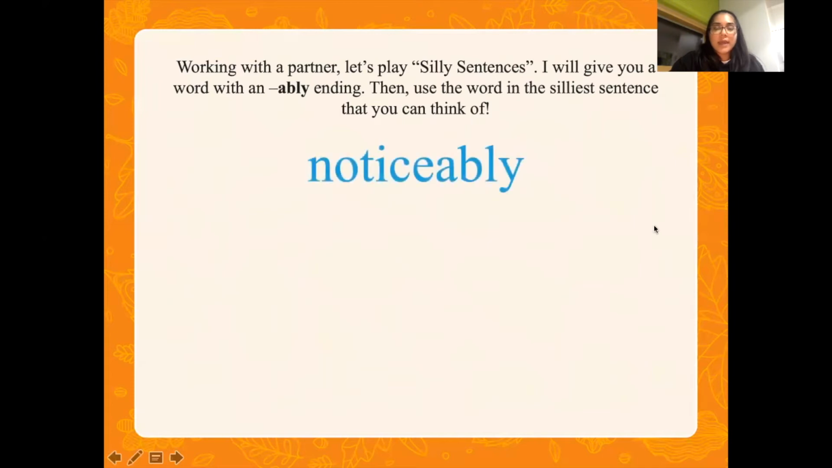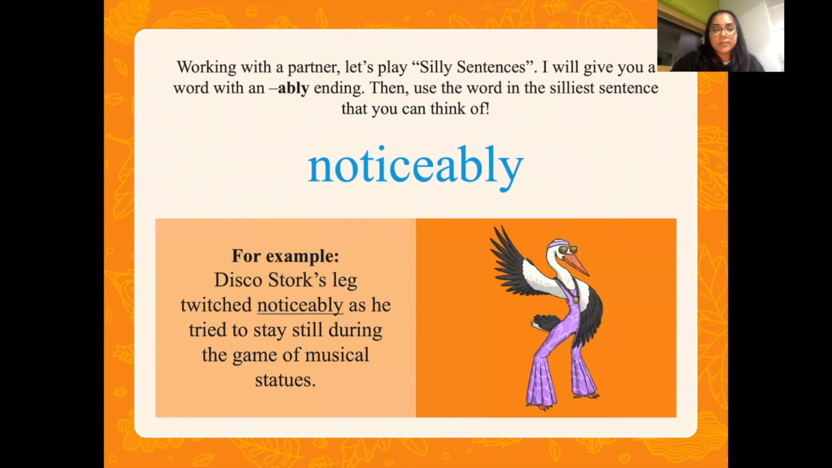Brilliant. Okay, what about noticeably? If you would like some extra help with thinking of how you can make a silly sentence, feel free to use the example as some inspiration. And also make sure you use a dictionary to help you understand the definition of these words. So for example, this is my sentence. Disco Stork's leg twitched noticeably as he tried to stay still during the game of musical statues. And this is Disco Stork here.